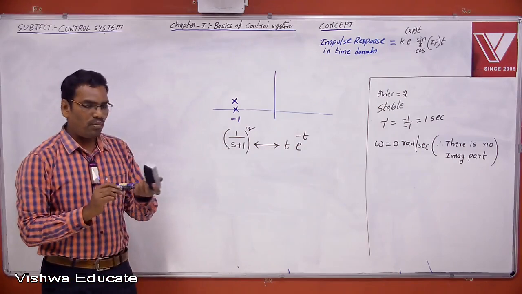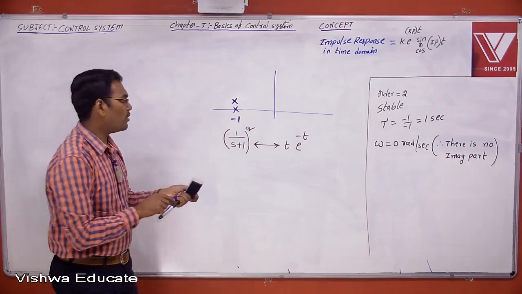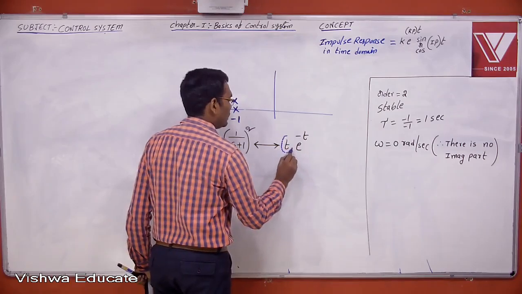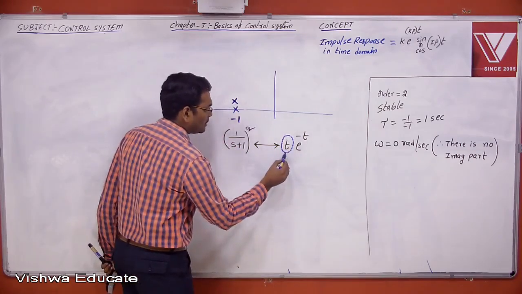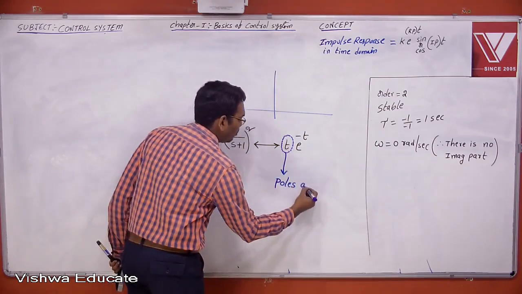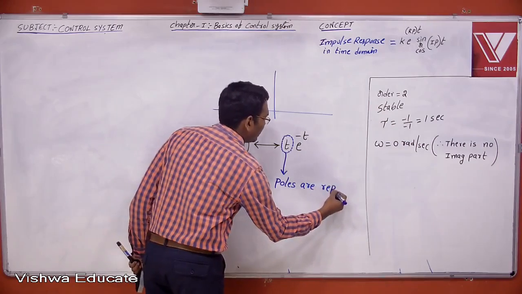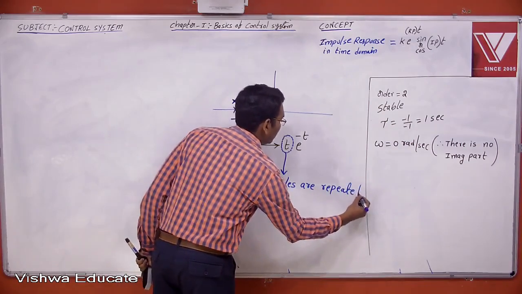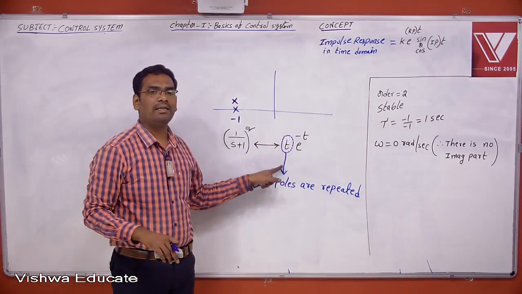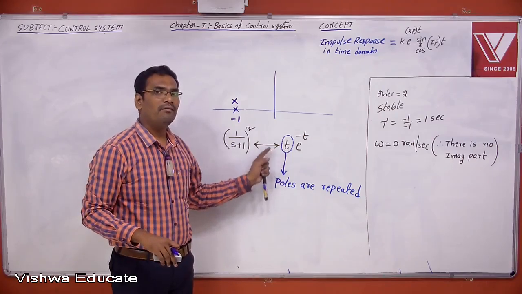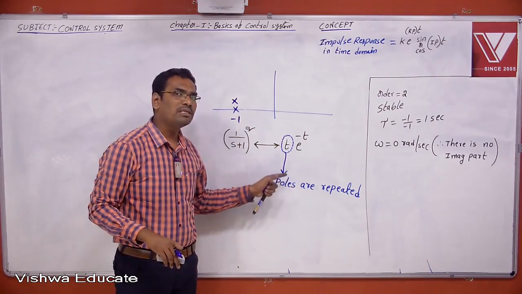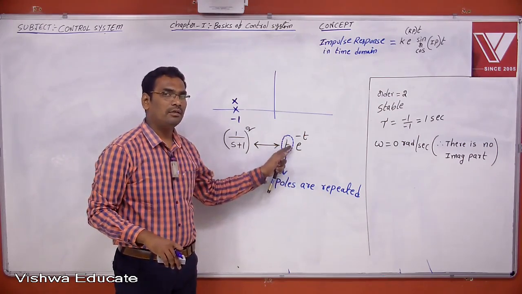Now, which point do you have to identify here? One important point you have to note down: whenever there is a t term, it means that the poles are repeated. Wherever the t is coming, the meaning of that is the poles are repeated. If the poles are repeated, then this t is coming.